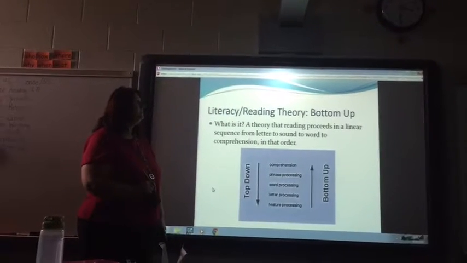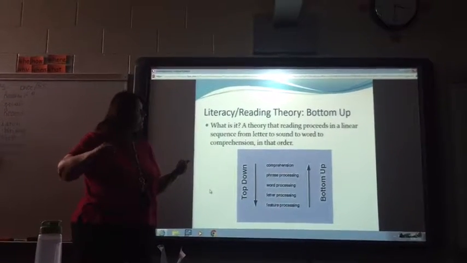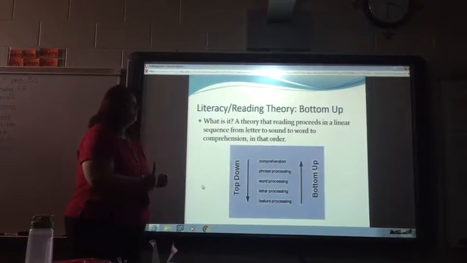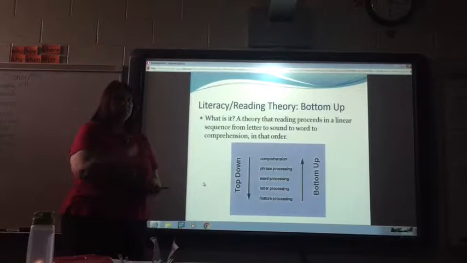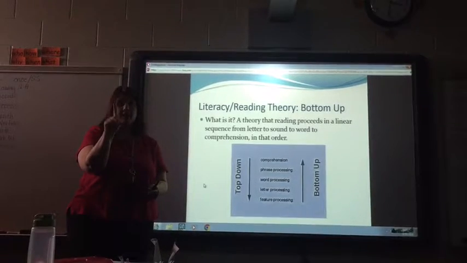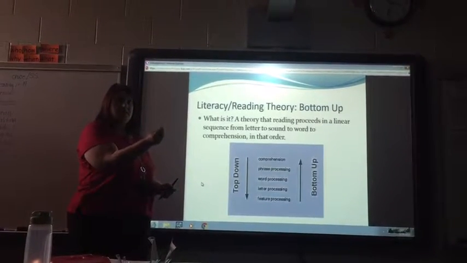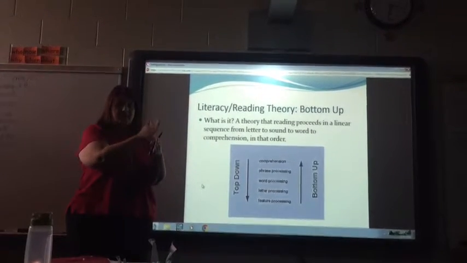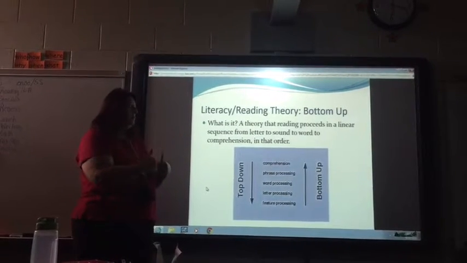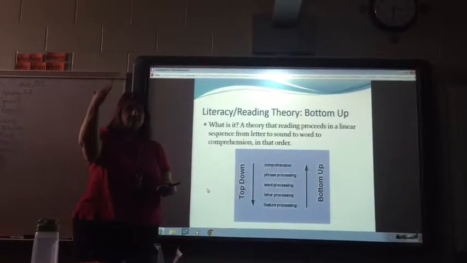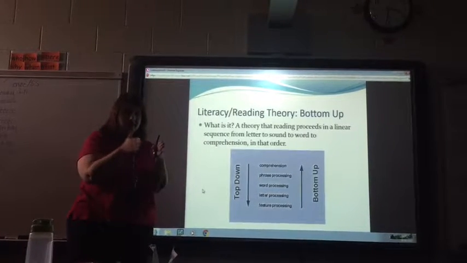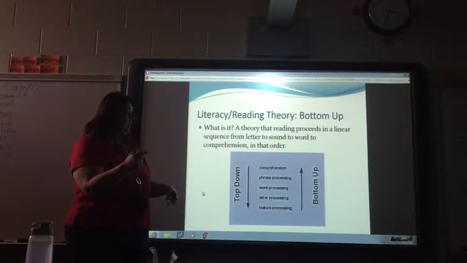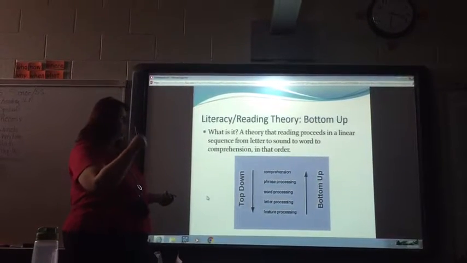What is it? It's a theory that reading proceeds in a linear sequence from letter to sound to word to comprehension in that order. So you're going to learn cat. First, you're going to learn that that's a C, that's an A, that's a T. C is ka, A is a, T is t. Put that together, cat. And then a picture of a cat that can go into that working memory and connect with that word is that object. And that is bottom-up.